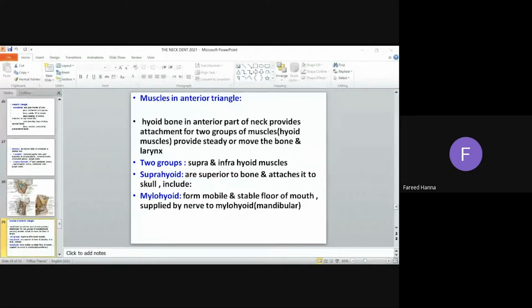But this provides attachment for two groups of muscles. We call them hyoid muscles. They provide steady or move the bone and the larynx.